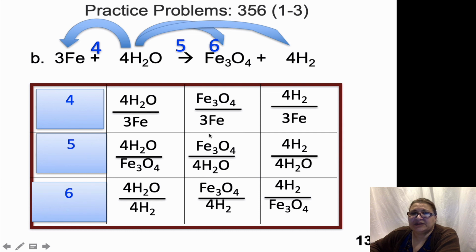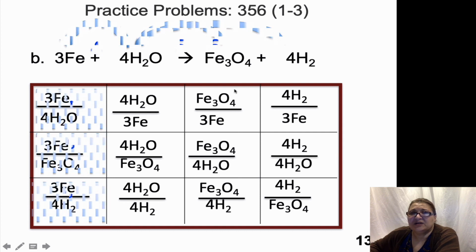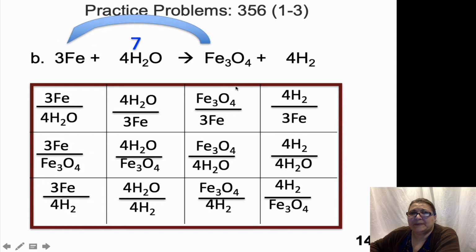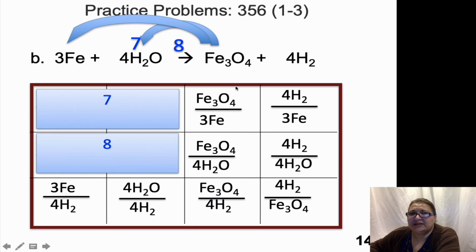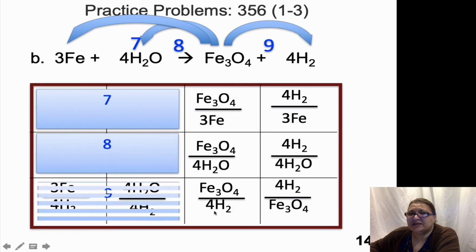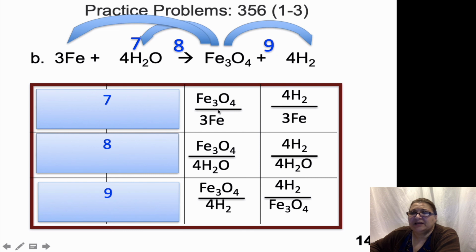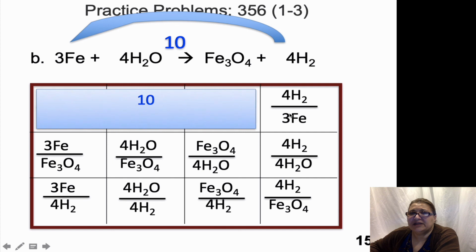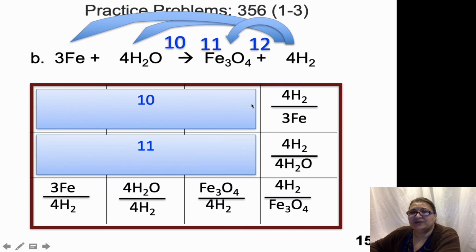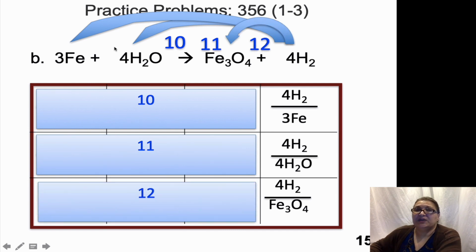Okay, we go to this column, and that's iron oxide. So iron oxide over iron, oxide over water, that's number 8. Iron oxide over hydrogen, and that's number 9 right here. And then the last column, we have hydrogen over iron, that's number 10. Hydrogen over water, that's 11. And hydrogen over iron oxide, and that's number 12. So in this case, when we have 4 of them, 2 on the reactant, 2 on the product, we have to have 12 of them, 12 mole ratios.